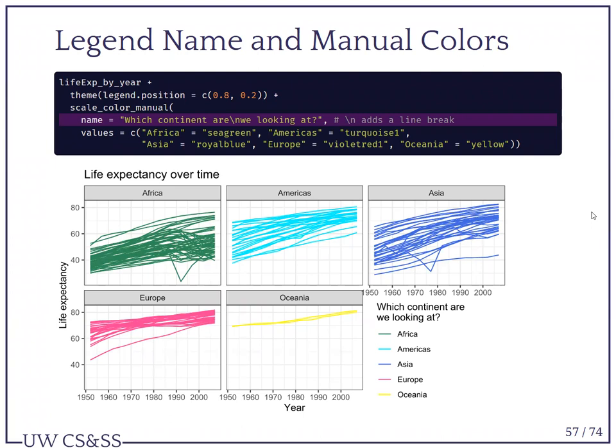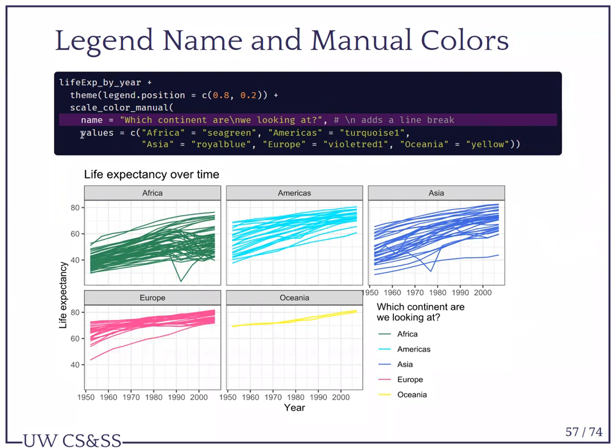Often it's the case that people want to change their legend name, and that can kind of be an undertaking. One way you can do this is with scale color manual. This is our life expectancy plot from before, right? And we'd give the name argument something in quotes, like "Which continent are we looking at?" And note that this backslash n will add a line break. So it will say, "Which continent are we looking at?" and it has this line break in it. This is an old-timey way of writing line breaks.